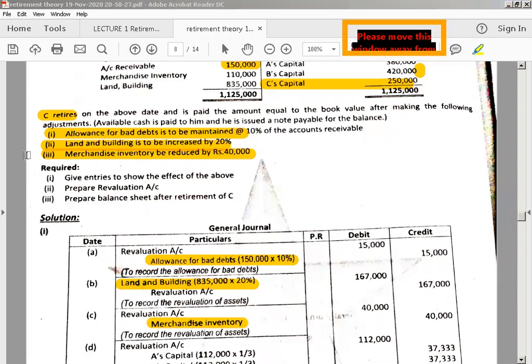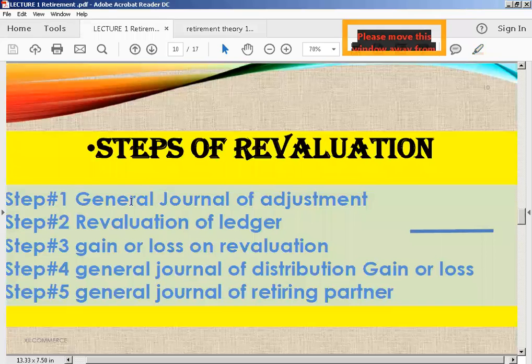Alhamdulillah. Sorry. Yes, after recording all the adjustments, our next step is the journal of adjustment, then we have to prepare the revaluation ledger.